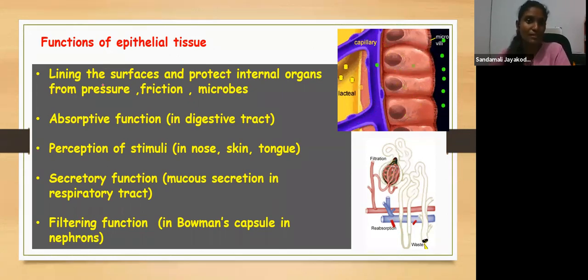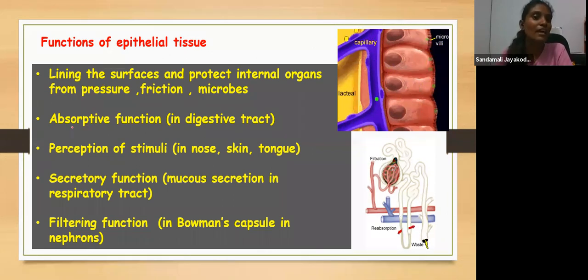They protect the internal organs from pressure, friction, and microbes. They prevent the entry of microbes, and if there's an abrasion, they prevent that friction. And also if there's pressure between organs, they prevent the harm which can be caused to those internal organs.